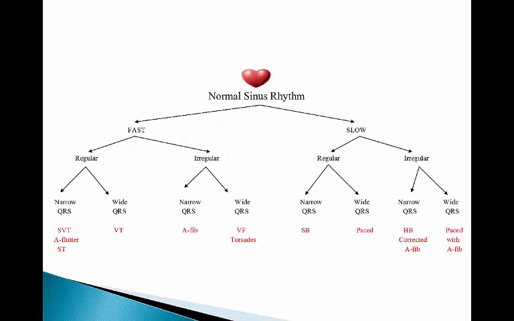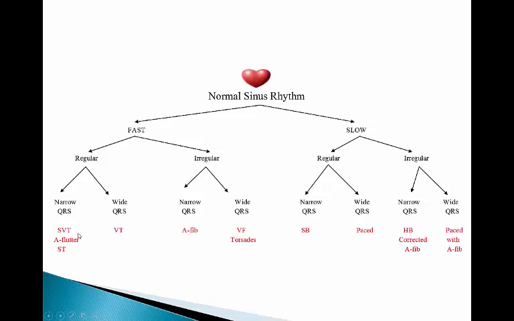And then I put together this little algorithm to help you if you want. If not, you can disregard this one, but normal sinus rhythm is the gold standard. So then you ask, is the rate fast or slow? If it's fast and regular, does it have a narrow or wide QRS? These are the things that it could be. Is it irregular, narrow or wide? These are the things that it could be. If it's slow and regular, these are some of the things it could be. If it's slow and irregular, these are some of the things that it could be.